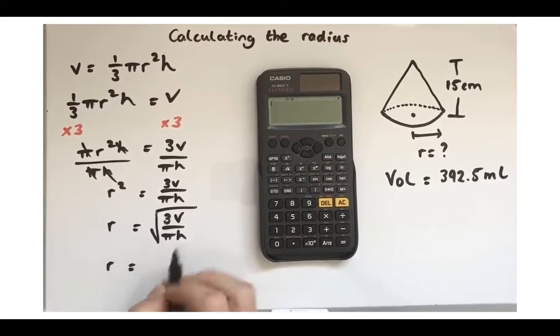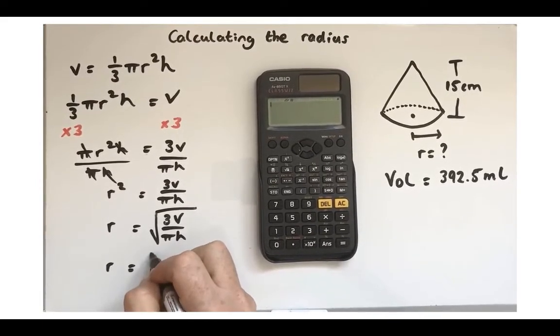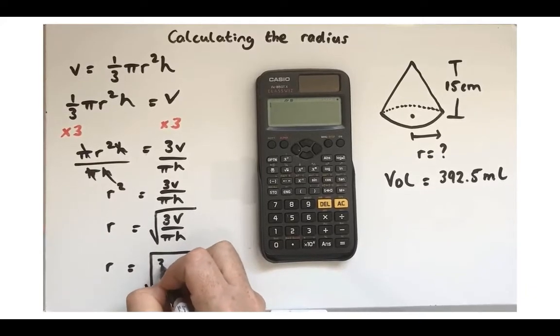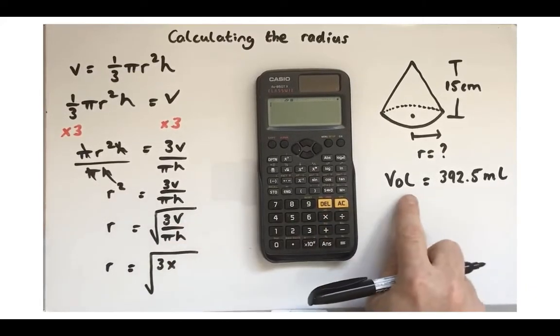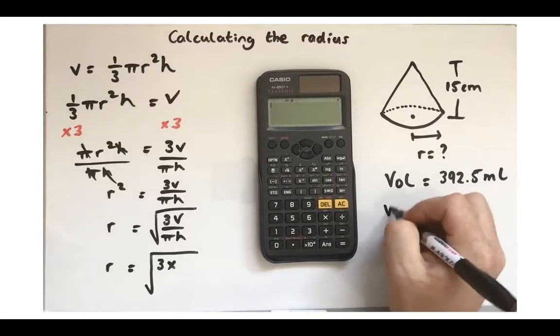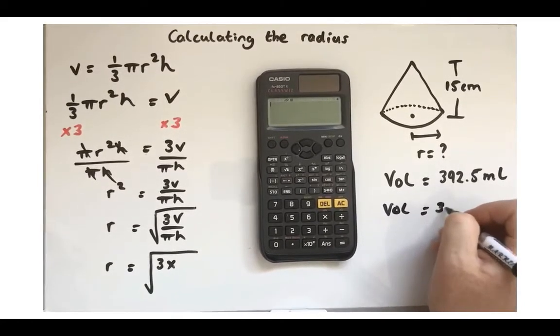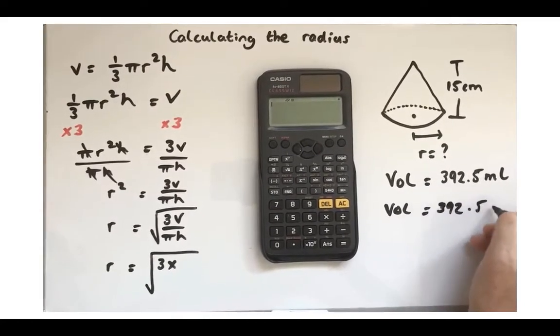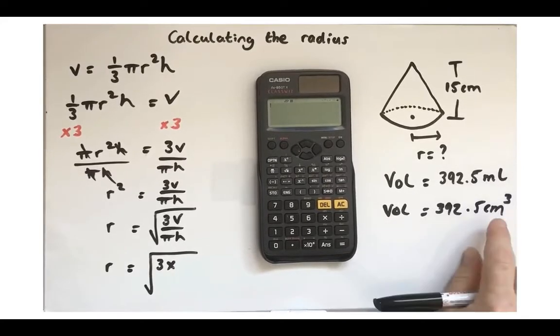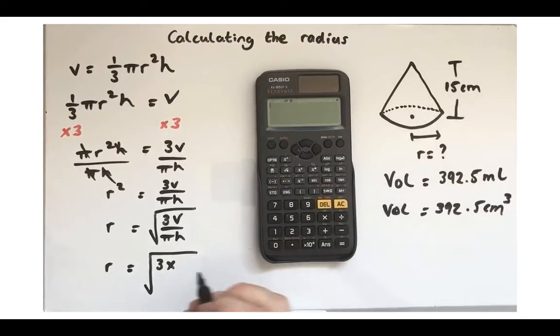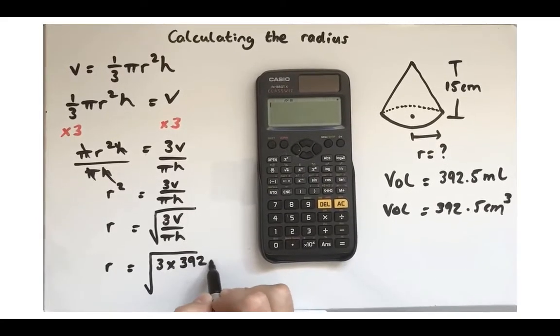So at this point we're going to substitute in. It's 3 multiplying the volume. Now the volume is 392.5 millilitres. The units in the question are centimetres, and you should know that 1 millilitre is the same as 1 cubic centimetre. So back to our substitution.